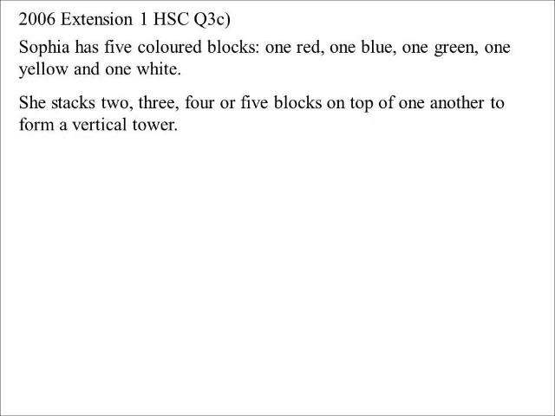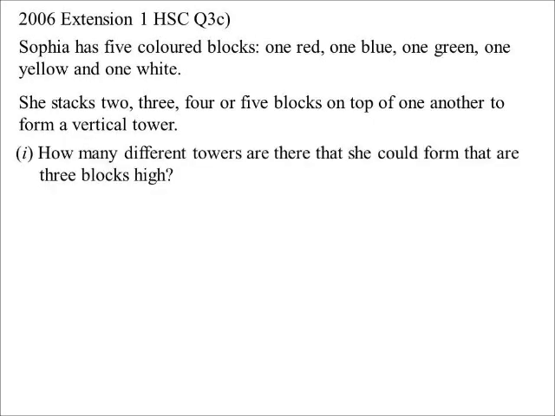Right. So she stacks 2, 3, 4 or 5 blocks to make a tower. In other words, one block by itself is not a tower. It's what we call a block. Very good. So, the question is, how many different towers are there that are 3 blocks high? Okay, 5 blocks to use. I'm going to arrange 3 of them. We get 60 different towers.